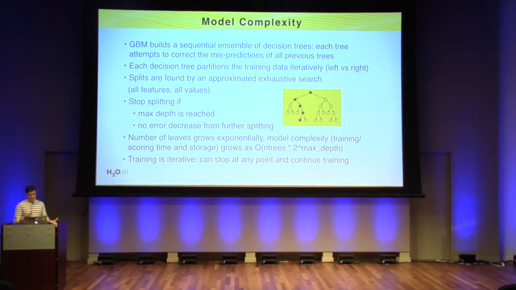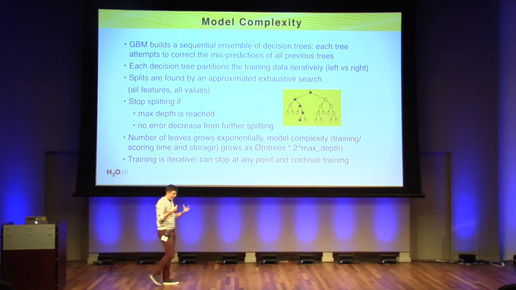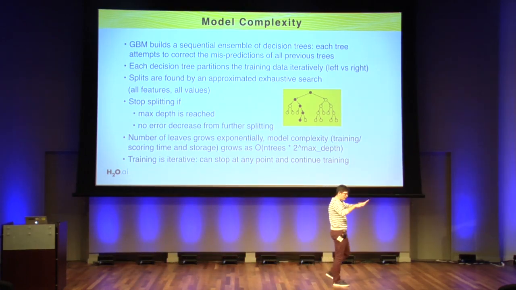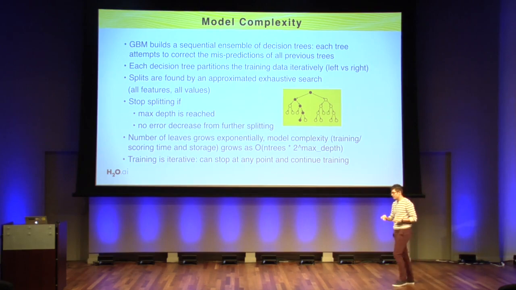How do we make our model more or less complex, right? How do we get more complexity in the model to be able to get better answers? So the biggest thing is the number of trees, right? The more decision trees I use in my model, the more accurate my model has the chance of being. And then the deeper the trees, okay? So the number of trees and the depth of the trees, those are the biggest things.